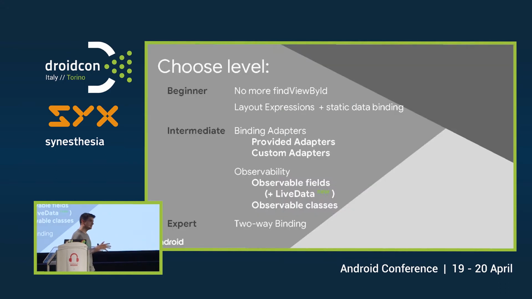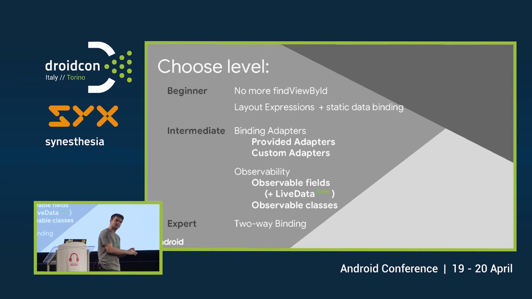So the nice thing about data binding is that you can use as much of it as you want. This is the list of features we're going to talk about today. I group them in 3 tiers: beginner, intermediate, and expert. Obviously, I recommend you go at least to the intermediate level. We're going to talk today about avoiding calls to findViewById, layout expressions, the layout expression language, and some static data binding.